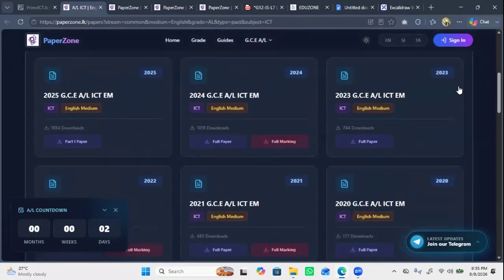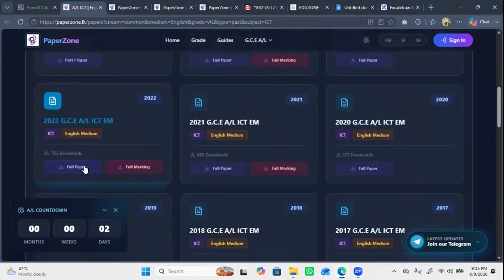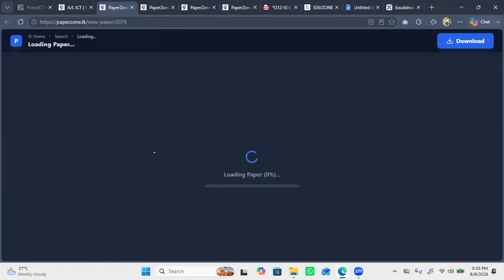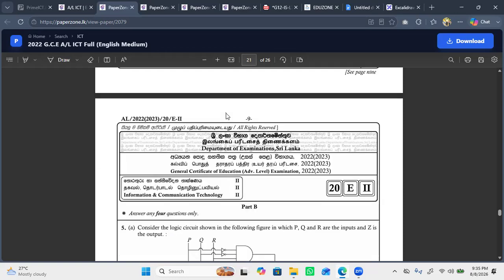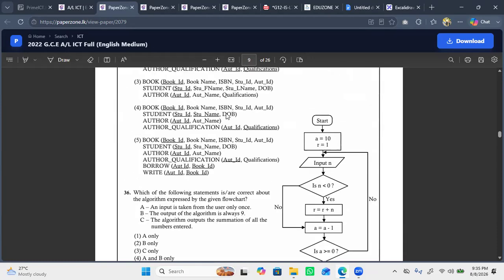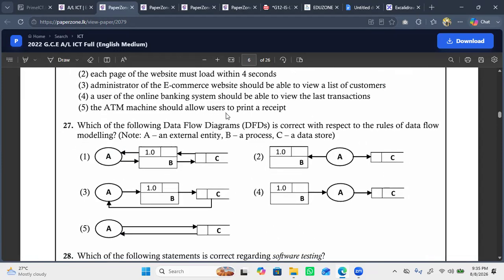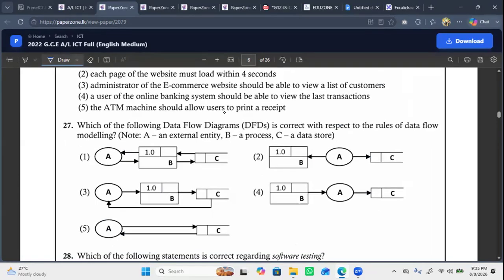Let's do the 2022 paper first and then come back. I remember a good question here. For a starter, you can use this. Okay, this one, question 27. Two rules are there and I told you. Data cannot flow between two data stores, or else you cannot give direct access to external entities to the data store. What is the correct answer here? Drop me a message.